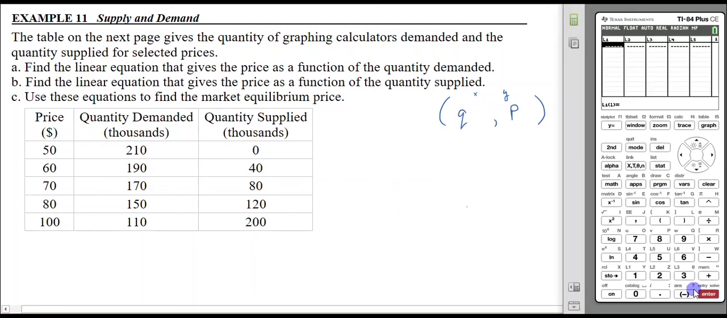Go ahead and go into your stat editor and enter the data that we have in the table. Just double check to make sure you haven't typed anything in incorrectly as you go.